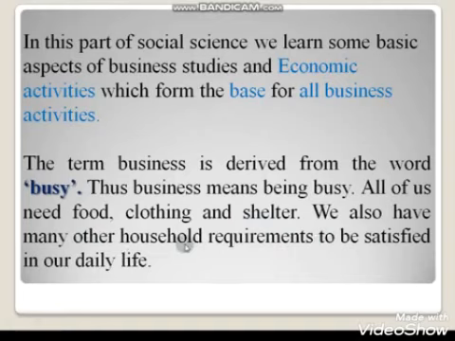So we meet many of these requirements. Where do we get all these household requirements, household things and goods? Where do we get them from? We meet many of these requirements from the shopkeeper. This is very important. We are getting them from the shopkeeper.